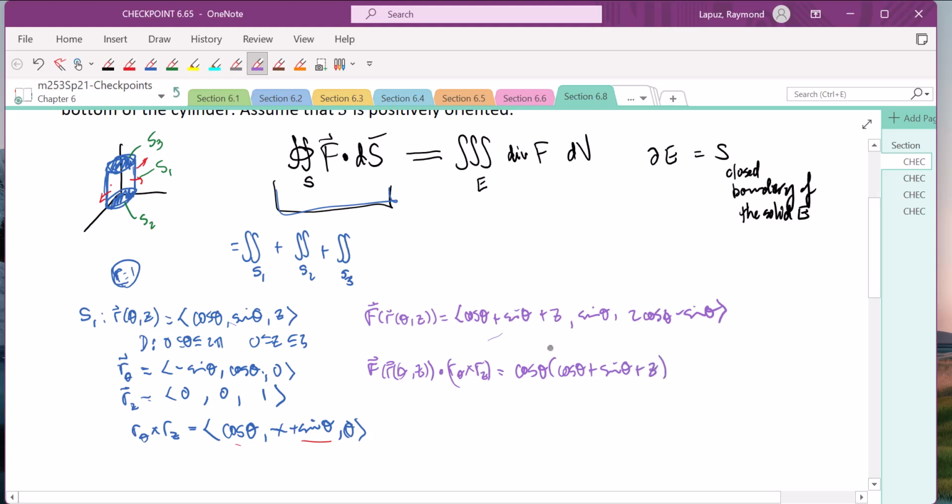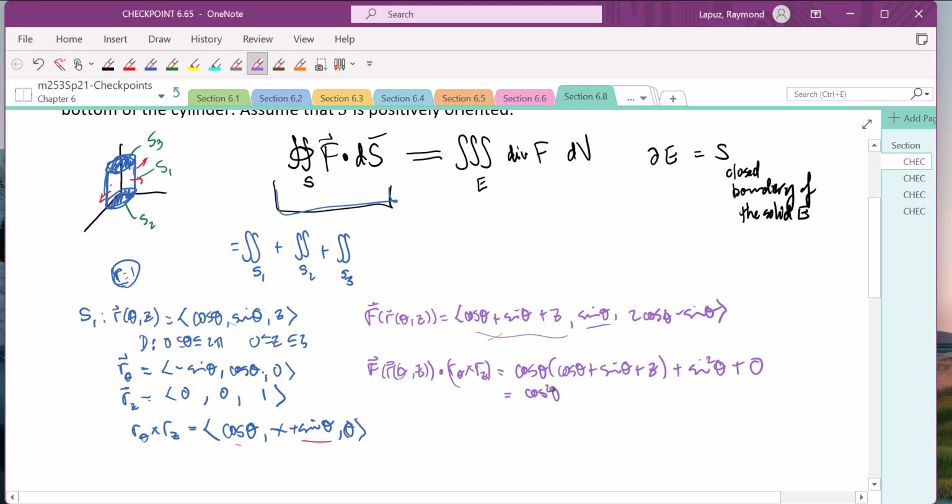So we got cosine theta times cosine theta plus sine theta plus z. Next we have sine theta times sine theta. And we're adding this because we're doing a dot product, so that's sine theta quantity squared. And then finally we get a 0. All right, let's keep working on this to simplify it before we put it in an integral.